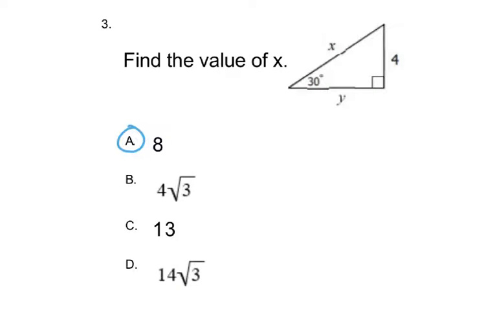Alright, so here's my 30, 60, 90 triangle. So if the shortest side is 4, the hypotenuse is 2 times that, and 2 times 4 is 8. So that's how I got that.